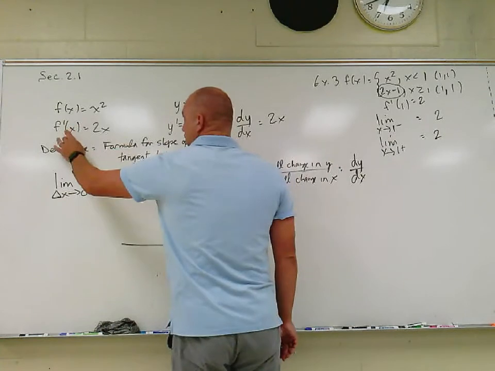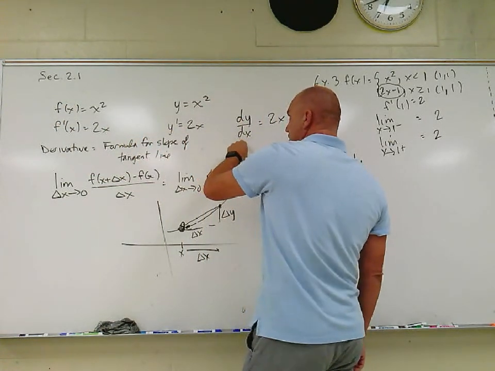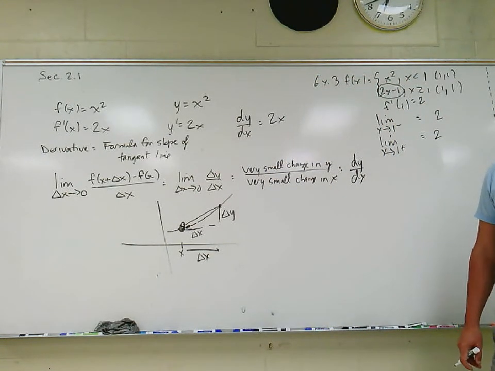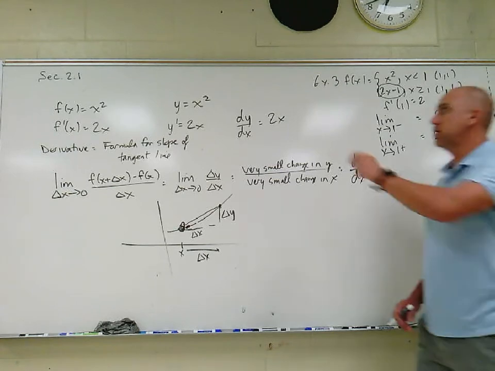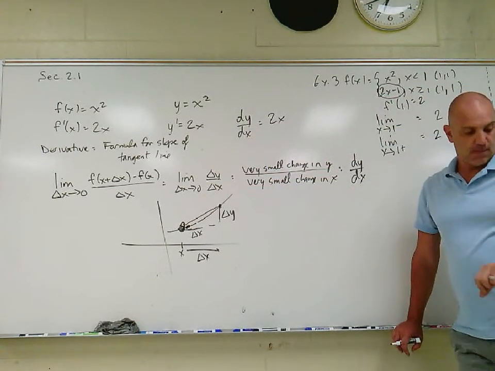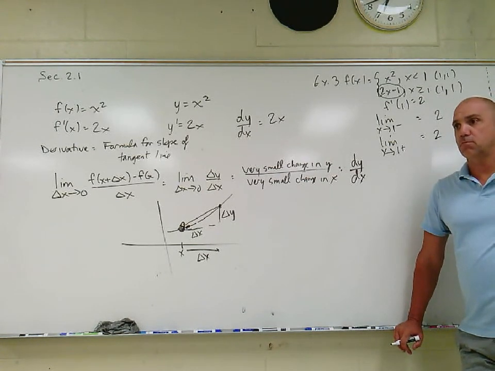If it's f, we call it f prime. G, we call it g prime. Y, we call it y prime or dy over dx. And what does it stand for? A very small change in y over a very small change in x. And now really, when you see it like that, it correlates more to a slope. Okay. And those are your three.